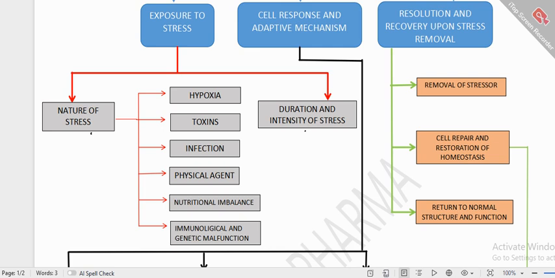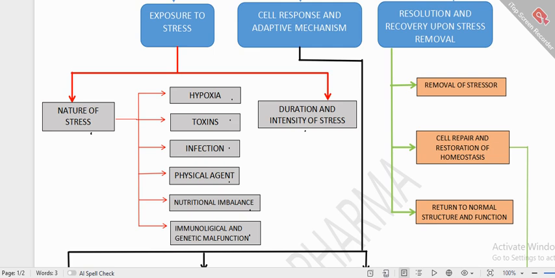Nature of stress, or in short, causes or type of stress, I have explained in the causes of reversible cell injury, that is hypoxia, toxins, infection, physical agent, nutritional imbalance, immunological and genetic malfunction. What all these agents are doing, I have explained in the causes of reversible cell injury. There you can learn it.